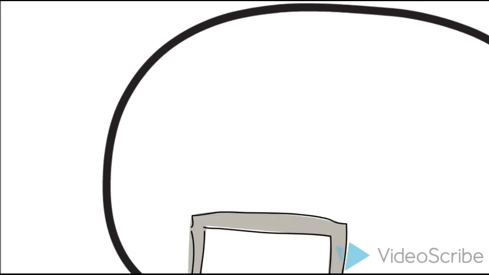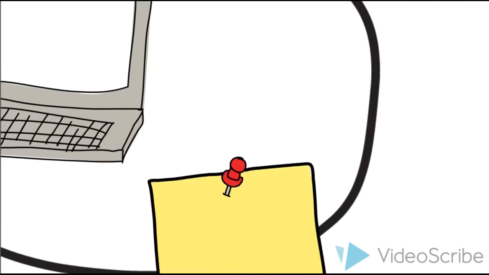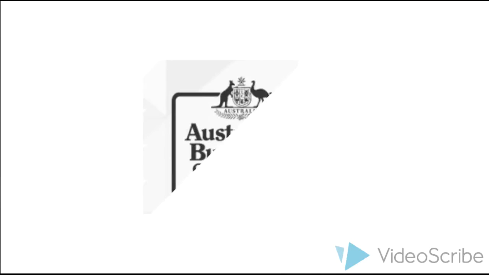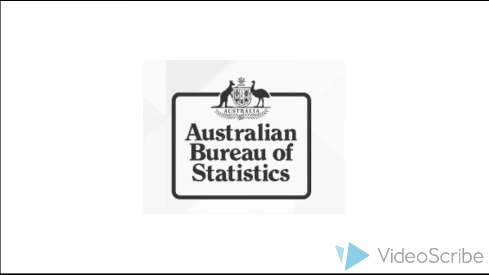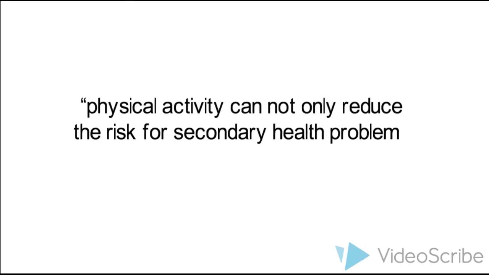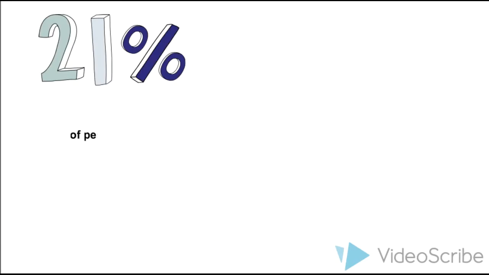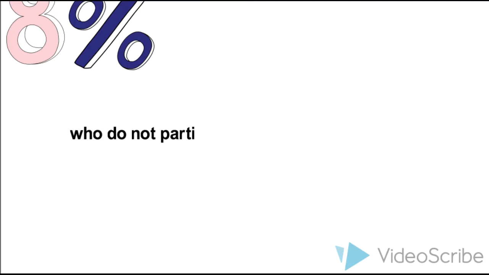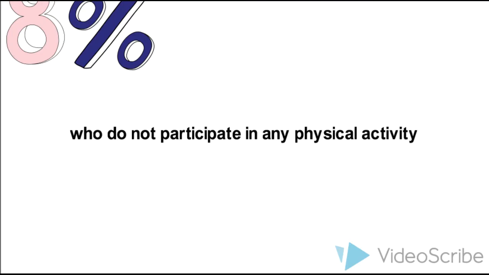People with physical disability have many opportunities and health services available to them to participate in physical activity. According to the Australian Bureau of Statistics, physical activity can not only reduce the risk of secondary health problems, but can improve all levels of functioning. Approximately 21% of people with disability participate in some sort of physical activity, in comparison to 18% who do not participate in any physical activity whatsoever.